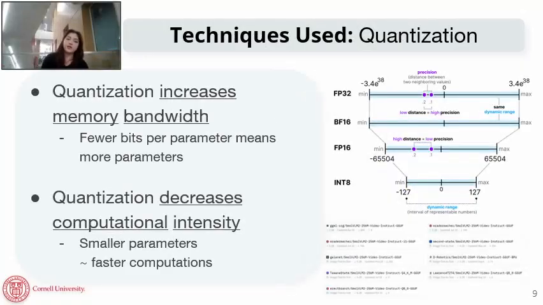Another one of the techniques we used was quantization, which is basically mapping a wide range of input values to a smaller finite set of output values. For instance, we quantized our weights down to a 1-bit format from FP32. Having a smaller set of output values means we have fewer bits per parameter. This means we can fit more parameters, increasing effective memory bandwidth. Smaller parameters also decrease computational intensity, allowing for faster computations. Although precision decreases slightly with lower bit formats, this is generally worth the increase in performance.